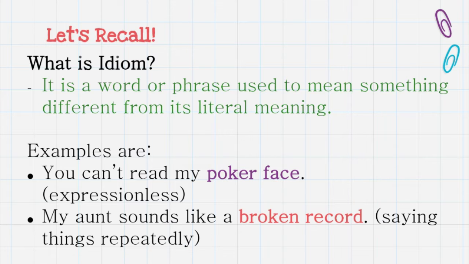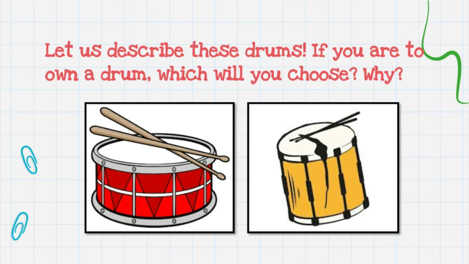My aunt sounds like a broken record. So the idiom broken record means saying things repeatedly. So I guess you learned a lot about idioms. So now I would like you to describe these drums. If you are to own a drum, which will you choose? Is it the red drum or the broken yellow drum? And why?